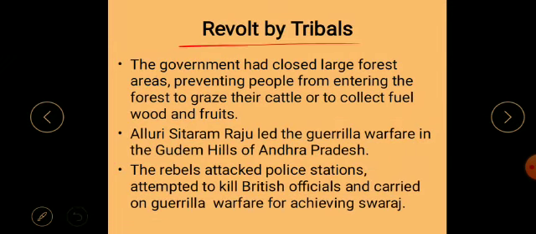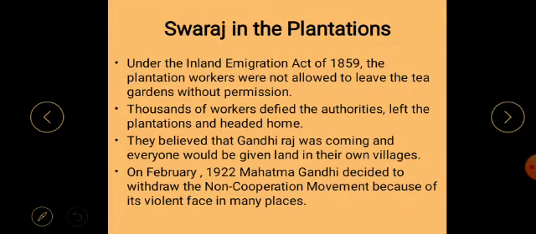Okay, then coming to the revolt by tribals. The government had closed large forest areas, preventing people from entering the forest to graze their cattle or to collect fuel, wood, and fruits. Alluri Sitarama Raju led the guerrilla warfare in the Gudem hills of Andhra Pradesh. The rebels attacked police stations, attempted to kill British officials, and carried on guerrilla warfare for achieving Swaraj.